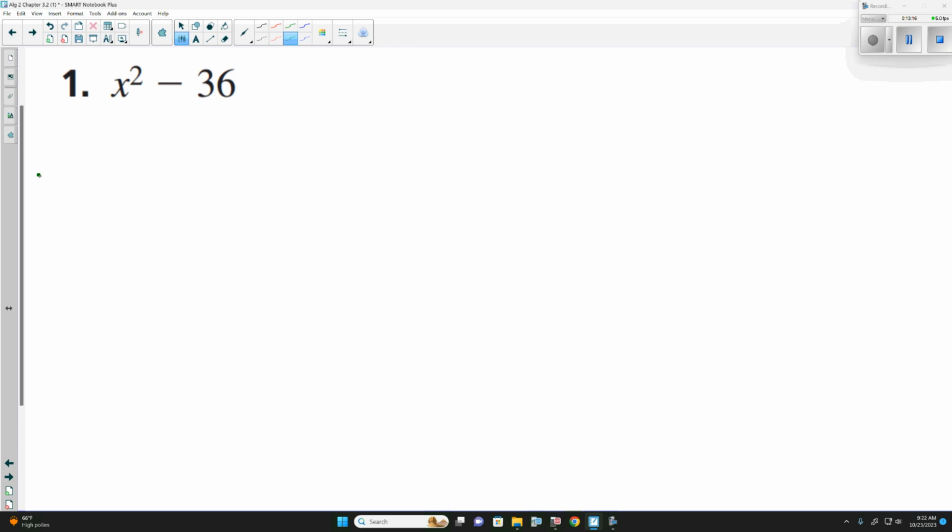x squared minus 36. Well, we do have subtraction still, yes? Is x squared a perfect square? Yes. Is 36 a perfect square? Okay. And what we're going to get is 2 sets of parentheses. One of them is going to have a subtraction. The other is going to have a plus.